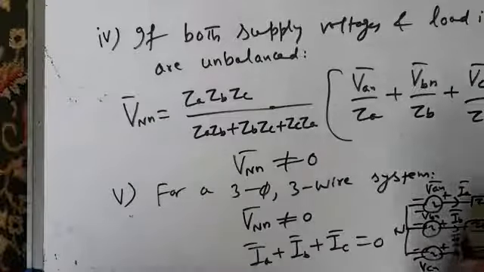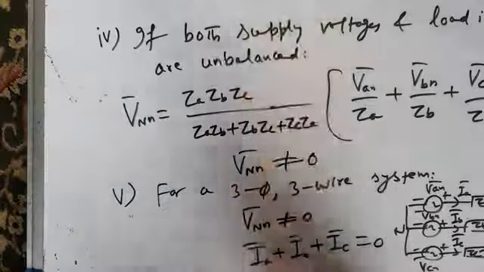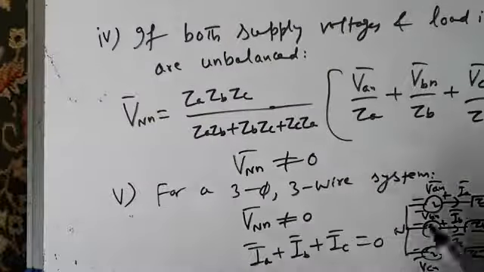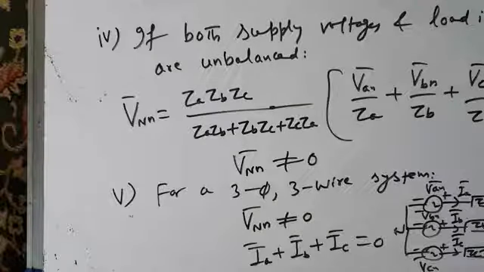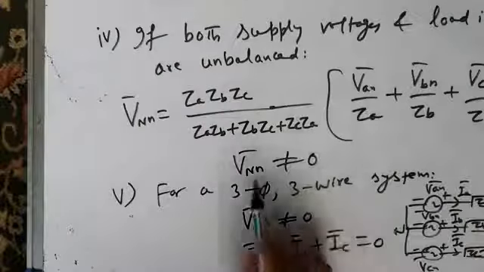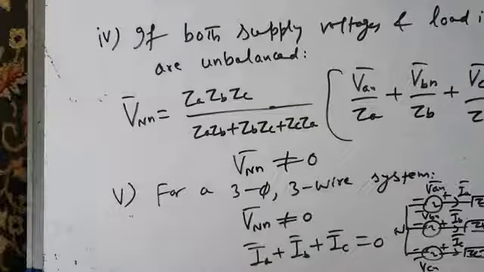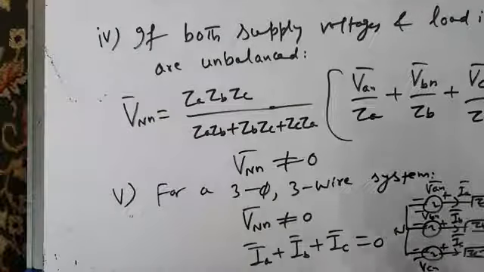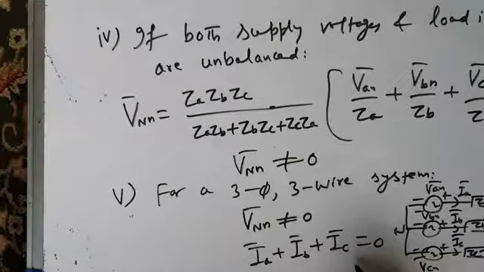Just from the above analysis, we have found that this neutral to neutral voltage will not be 0 if either source is unbalanced or load is unbalanced or both are unbalanced. In that case, VNN is not equal to 0. But the phasor sum of three line currents, IA plus IB plus IC, is 0 because we are not providing any path for this neutral current to flow. So the sum of the three currents is 0.